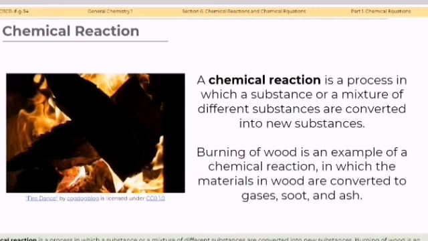A chemical reaction is a process in which a substance or a mixture of different substances are converted into new substances. Just like burning of wood is an example of a chemical reaction in which the materials in wood are converted to gas, soot, and ash.